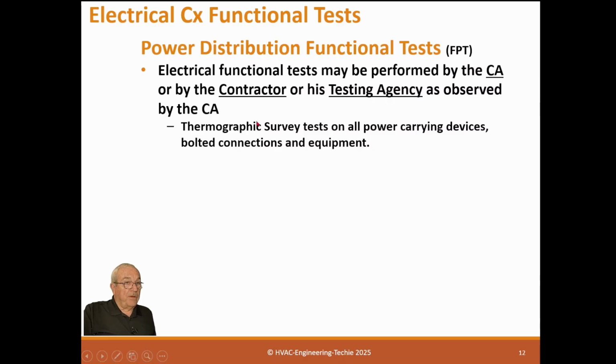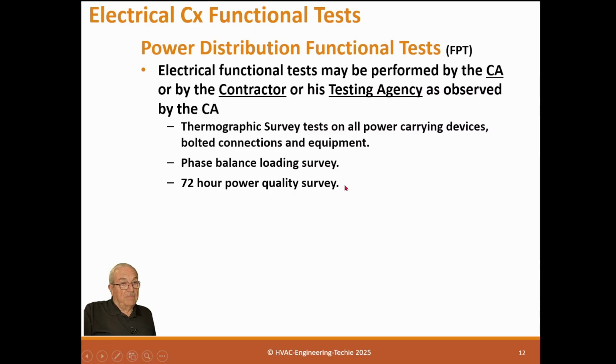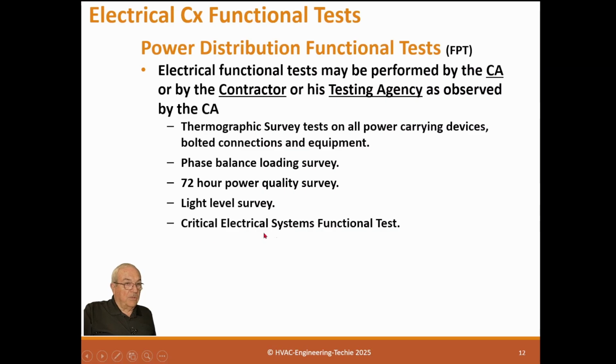So they do a thermographic survey test on all power carrying devices, bolted connections, and equipment. Now, these are actually under load, so there has to be a load bank applied here to put these devices under load. Phase balance load survey: are the panels properly balanced? 72-hour power quality survey if specified. May not be specified, but it is. This actually tells you what's going on. Lighting level survey, a critical electrical system functional test. You know, if certain lighting levels were specified, at 50-foot candles, 70-foot candles, you can test that data.